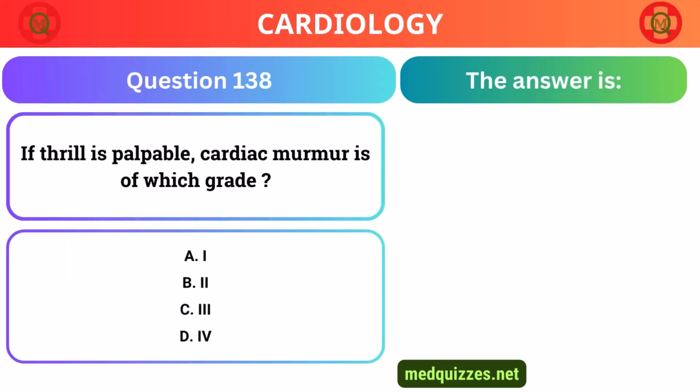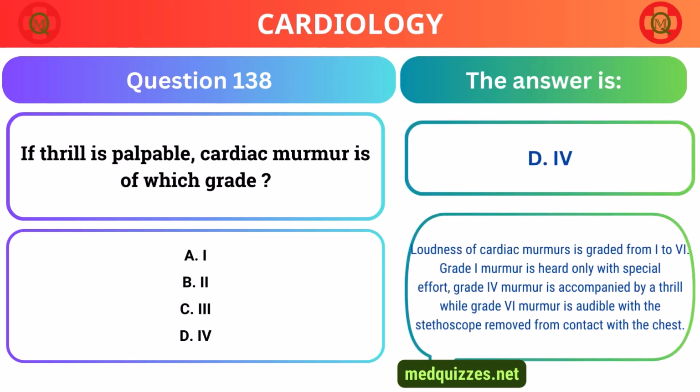The question 138. If thrill is palpable, cardiac murmur is of which grade? The correct answer is D, 4.